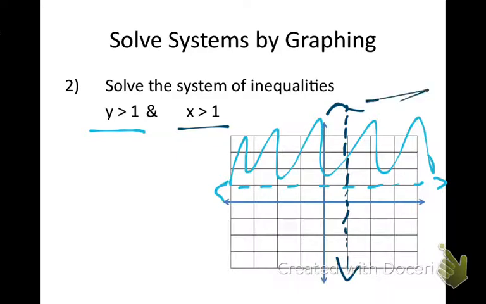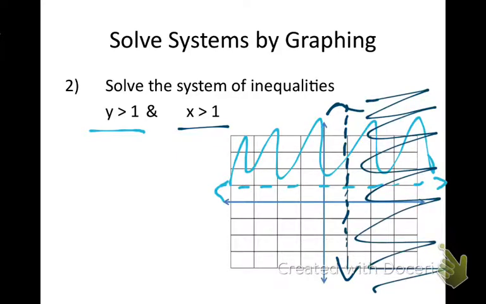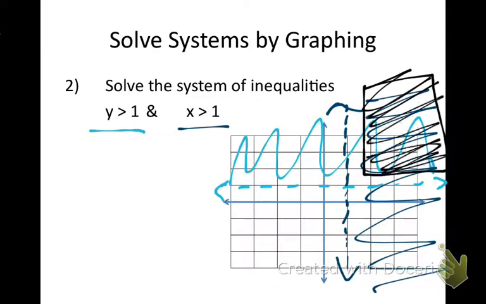Right. To the right is where it's greater than. So I shade all that area. Now I'm looking for where it overlaps. It actually overlaps in this top right area right here. So that would be our answer that we're looking at today.